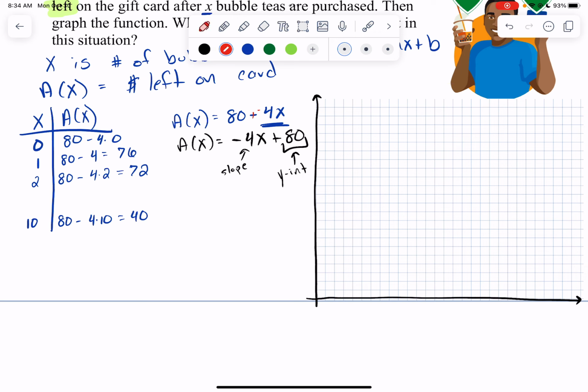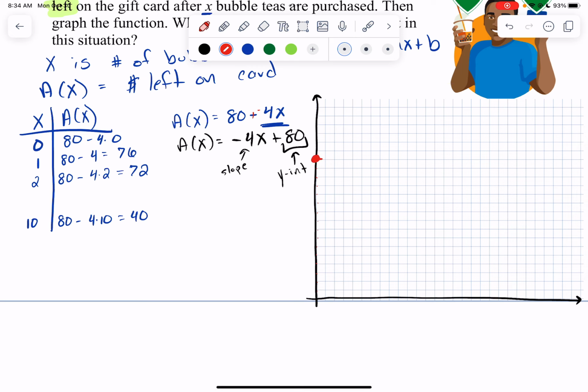So I'm going to have the point (0, 80). What do we want to count by? 5, 10, 15, 20, 25, 30, 35, 40, 45, 50, 55, 60, 65, 70, 75, 80. Count by fives. So there's 80. It's my intercept.